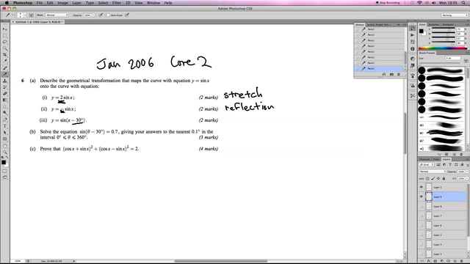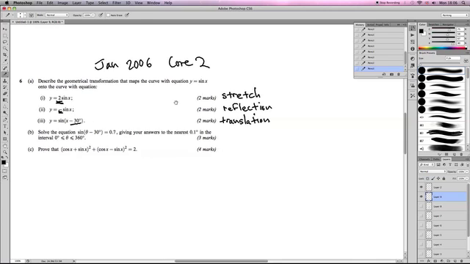And last but not least, this stuff you encounter in Core 1 all the time. It's a translation. Like I said, if you write translation for every single question in Core 1, you're probably going to get a mark. But yeah, that's it. Stretch, reflection, translation. Next thing's next. We need to get that second mark.